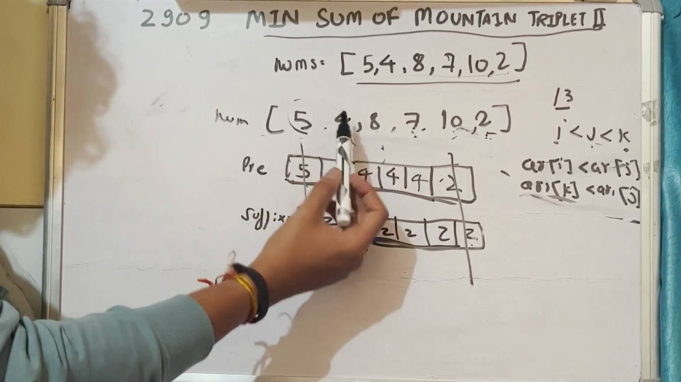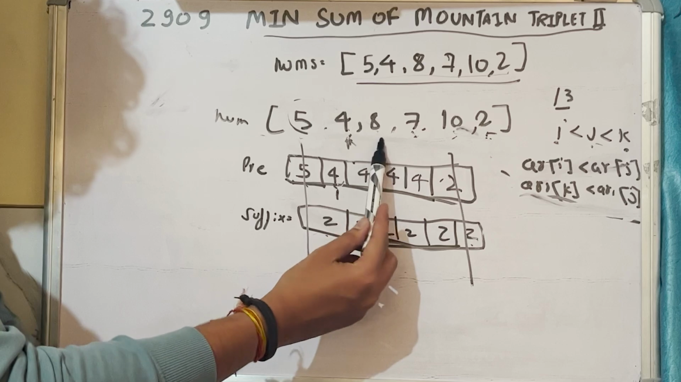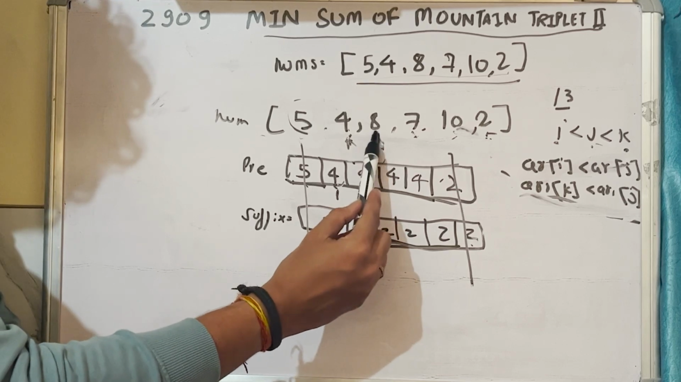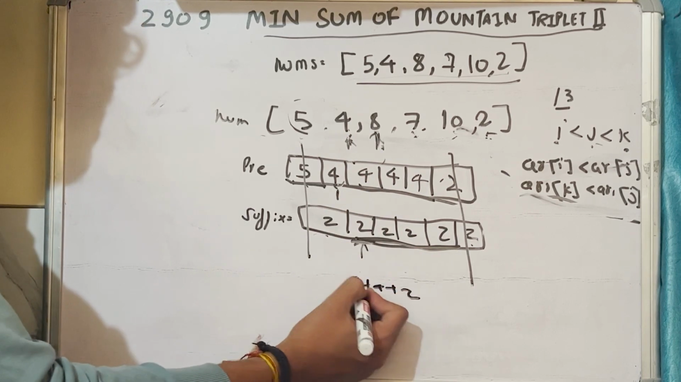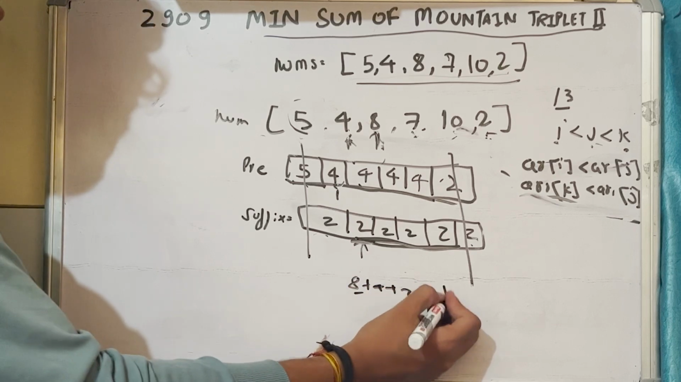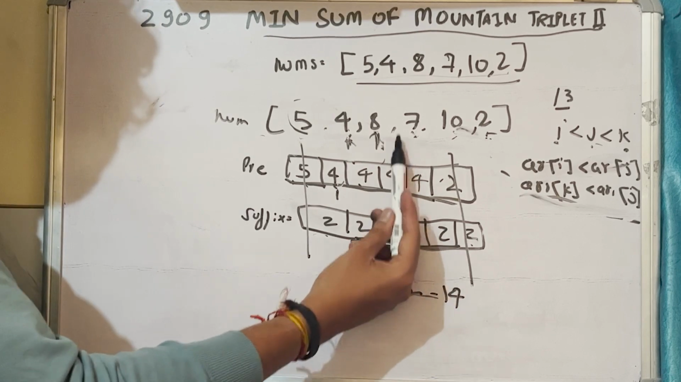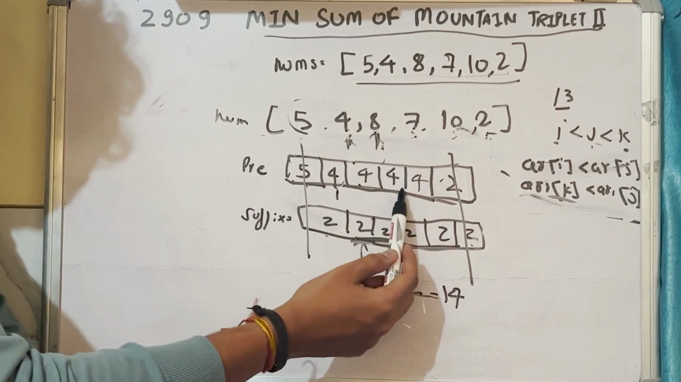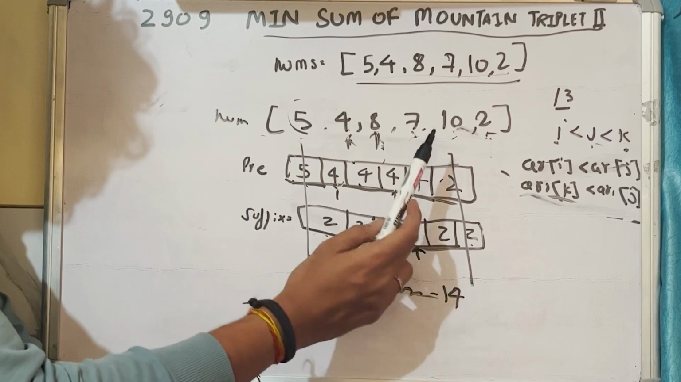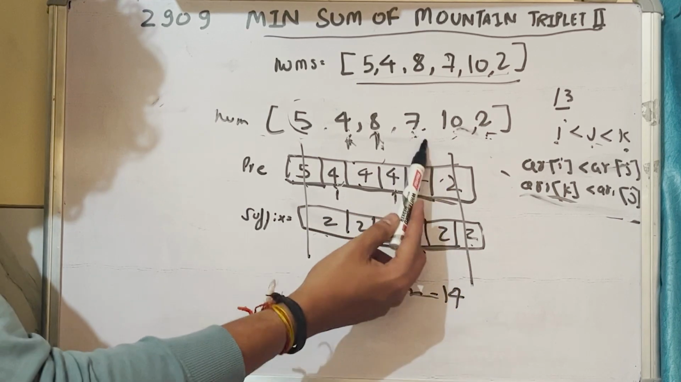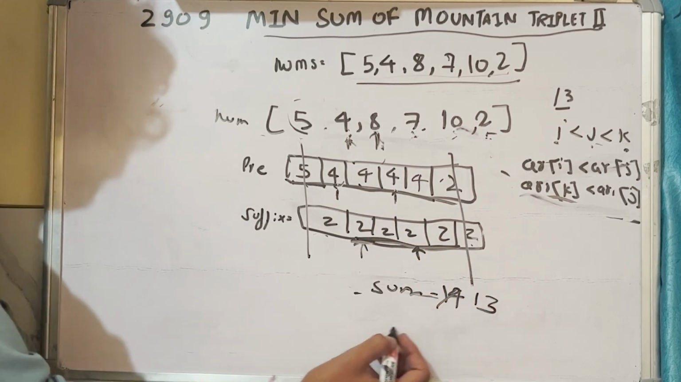So for example 4, this 4 is not less than 4, so this won't be our solution. We'll move next. We'll check here if 8 is more than 4 and 2. Yes, so our sum will be 8 plus 4 plus 2, which will be 14. Okay, 14 will be our current sum. Then we'll move next. We'll check if 7 is more than 4 and 2. Yes, 7 is more than 4 and 2 also. So the sum will be 7 plus 4 plus 2, which will be 13. So our current sum will be 13 because it is minimum.